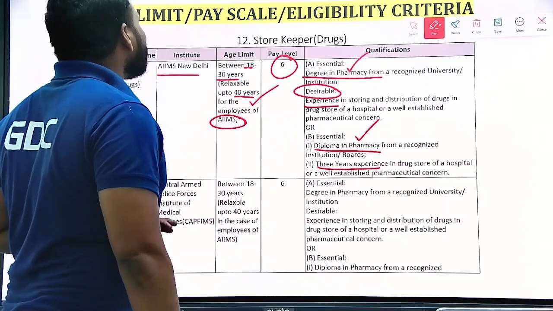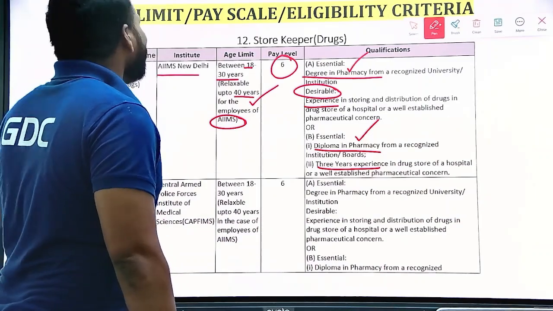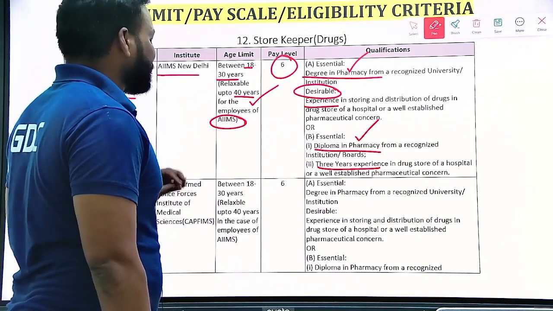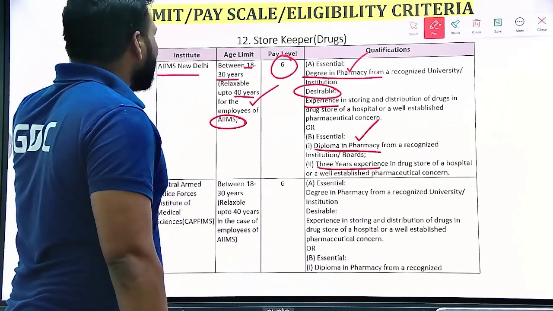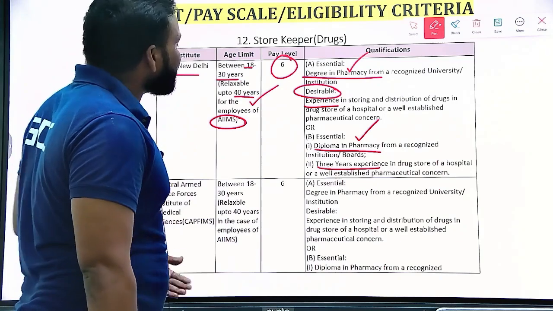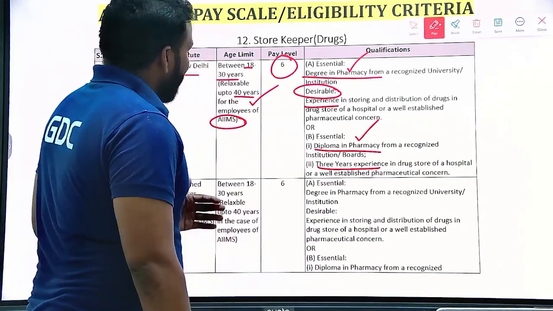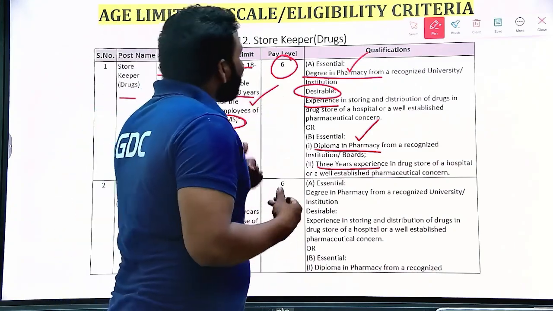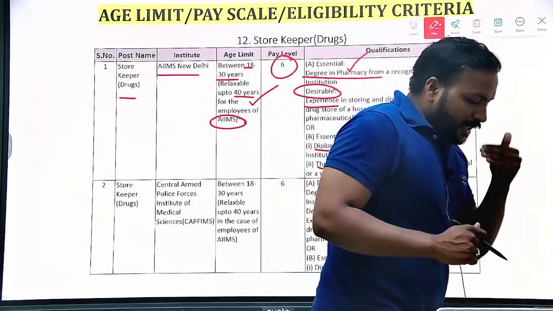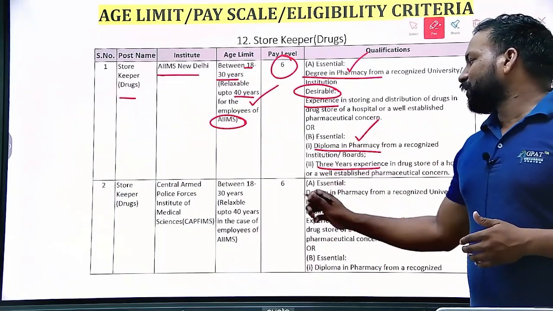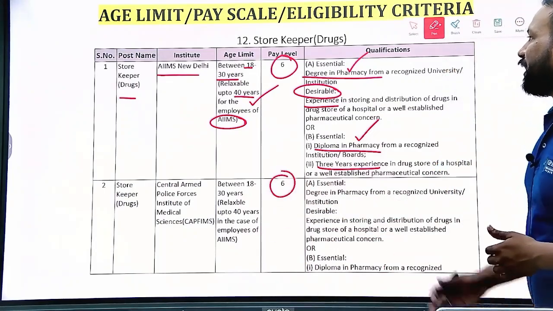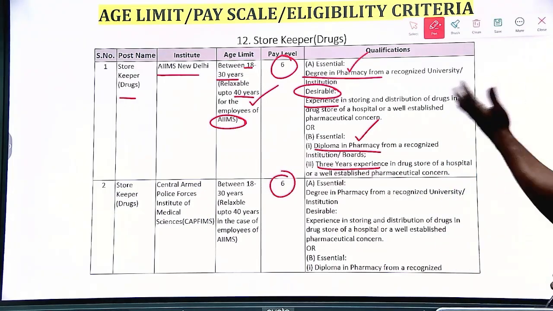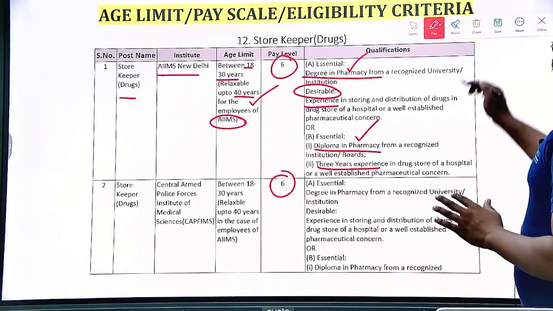Clear? So that is for AIIMS New Delhi, and it is the same for the Central Armed Forces Institute of Medical Sciences. Both storekeeper posts require the same age limit and the same qualification. Here also the pay scale level is 6. So these are the qualifications, location, post and other criteria: age limit, pay scale and eligibility criteria for the storekeeper.